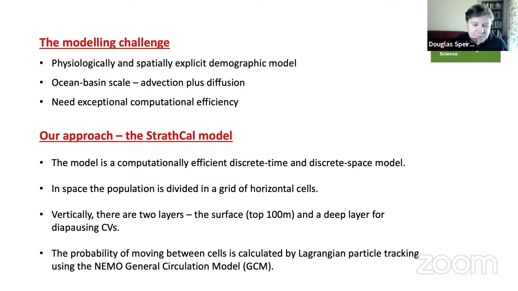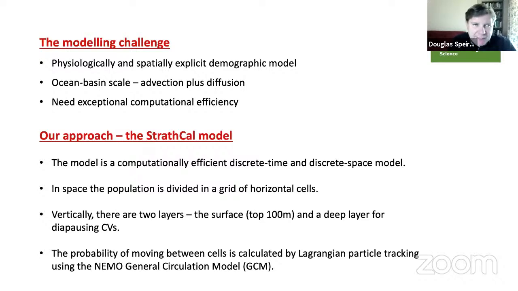And we calculate the probability of moving between cells by what's called Lagrangian particle tracking, which is driven by some other model of the circulation. In this case, the results I'll be talking about are with a model known as NEMO, which is run by the National Oceanographic Centre in Southampton.